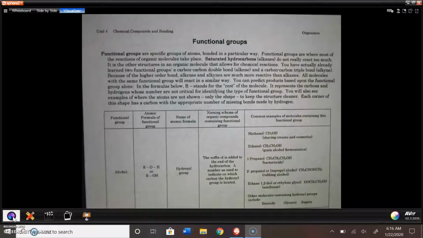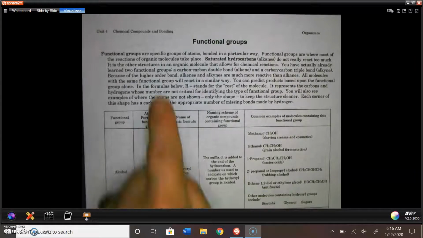This video is about functional groups. Obviously, you can tell from the title of the organizer. Currently, we're looking at page 425, but again, organizer pages might change as we move things around. So functional groups are things that are attached to organic molecules.